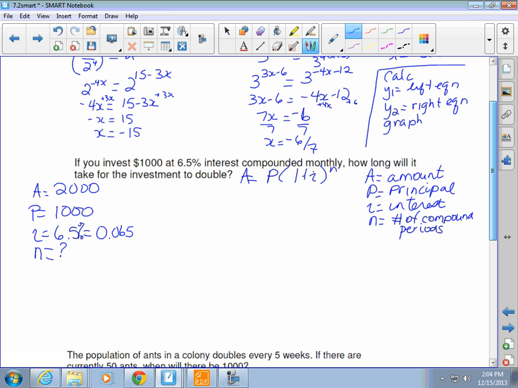So applying it into my formula, A is equal to P times 1 plus I times n. So my A is 2,000 is equal to my principal of 1,000 times 1 plus 0.065 to the power of n. So now I need to solve this. The first thing I'm going to do is divide through by my 1,000. So I have 2 is equal to 1.065 to the power of n.